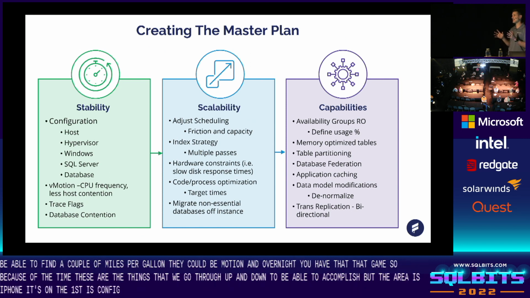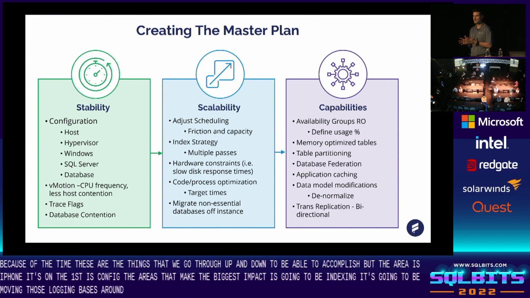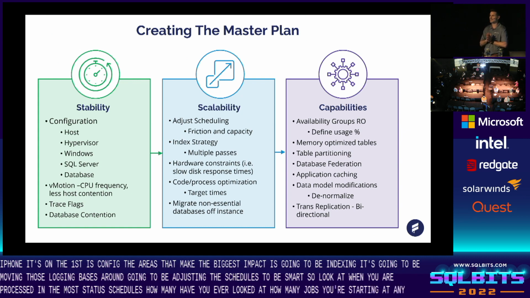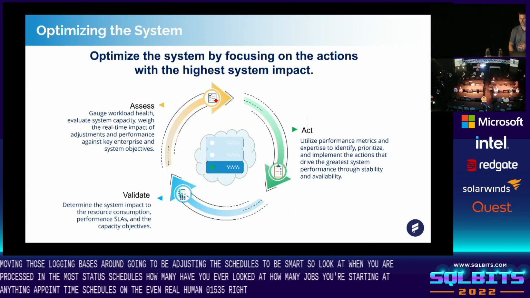The areas that make the biggest impact are going to be indexing. It's going to be moving those logging databases around. It's going to be adjusting the schedules to be smart. So look at when you are processing the most, stagger your schedules. Have you ever looked at how many jobs you're starting at any single point in time? Everybody's schedule is on the even. We're all humans, 0, 15, 30, 45, right? Those are simple changes. And then it's around rinse and repeat.